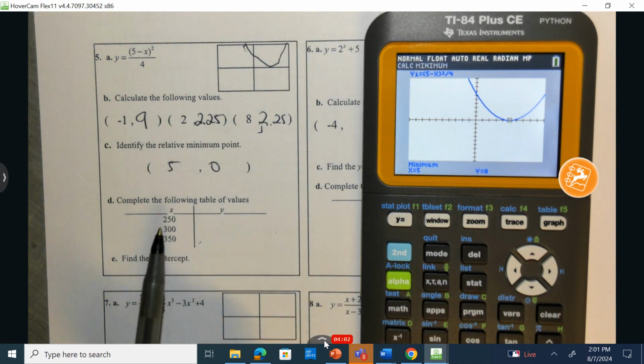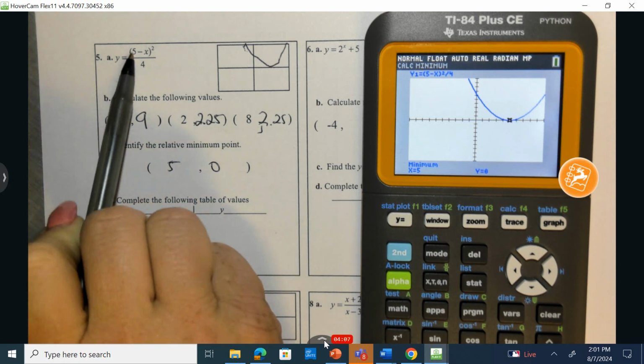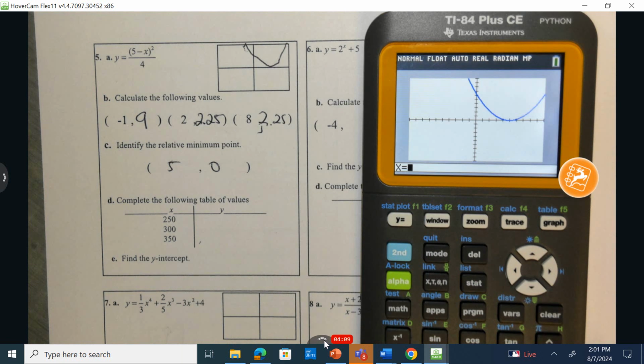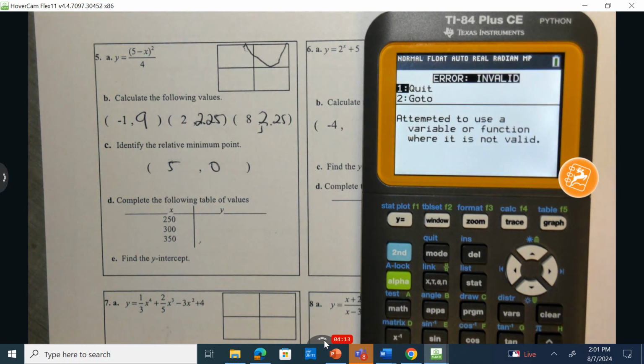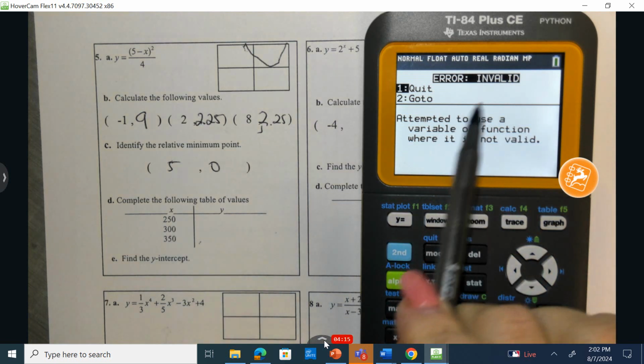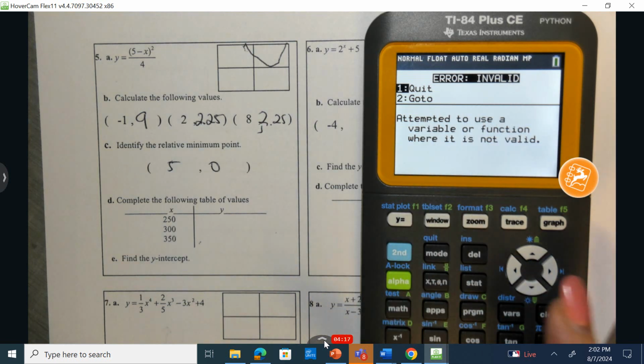What's a quick way to do it? I want to know what Y value corresponds to an X value of 250 for this function. Second trace value, and now notice when I plug in 250, it's not going to work. Watch. It doesn't work. Well, what is the reason for that?